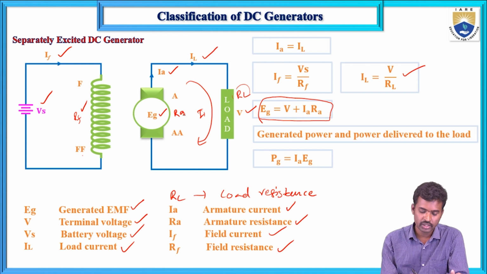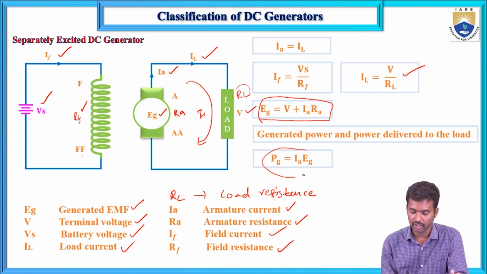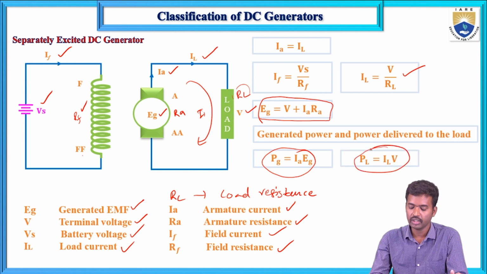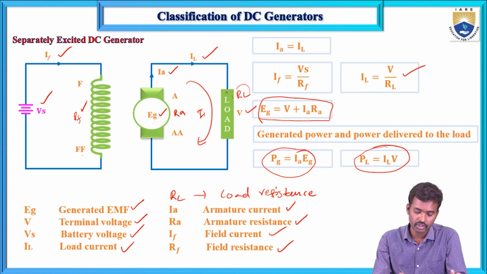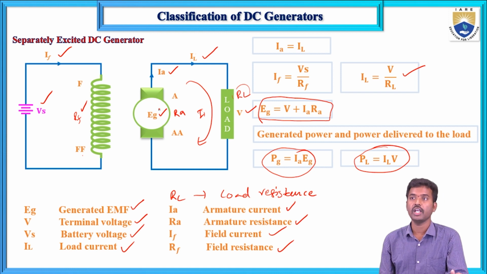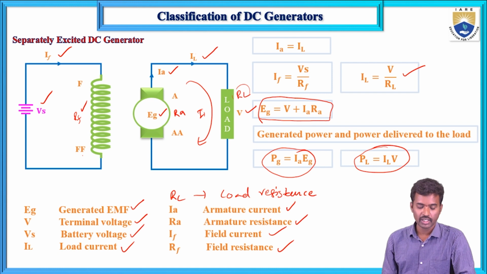Here this current is IA and this induced EMF is EG. This is the generated power. And the power transferred to the load has the formula PL equals IL into V. This is the load power and this is the generated power delivered to the load. So these are the formulas related to the separately excited DC generator.